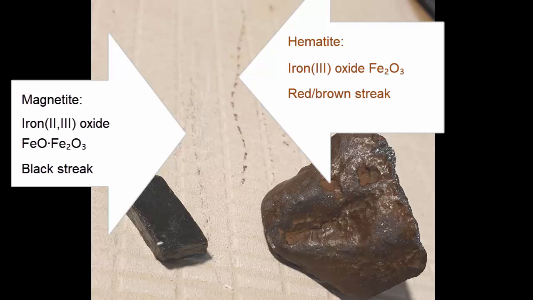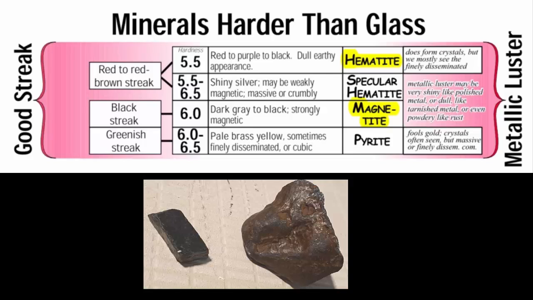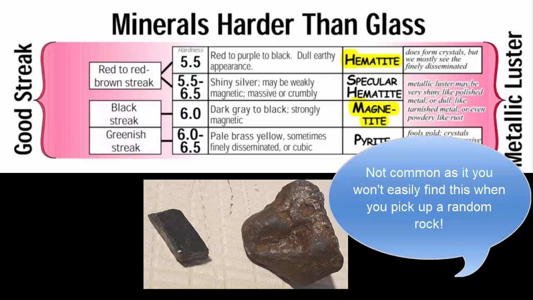The streak test is seeing what color a rock gives when scratching it against a white tile. I'll be comparing hematite and magnetite. Now, although these are not common minerals, their importance is very high. 90% of our iron and steel comes from hematite, and magnetite is how we discovered magnetism.